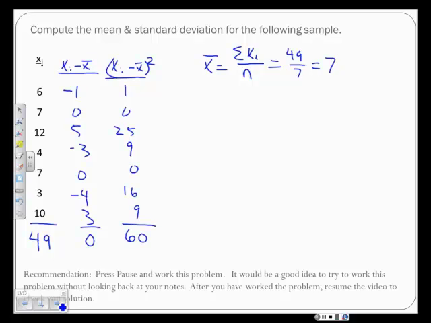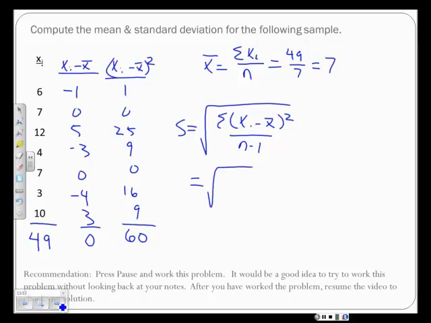I'm getting 60 again. So anyway, to get the sample standard deviation, I'm going to take the square root of the sum of the squared deviations divided by n minus 1. That's equal to the square root of 60 divided by 6, the square root of 10. If you wanted to take the variance, it'd be s squared, and you just wouldn't take the square root. S squared is going to be 10.